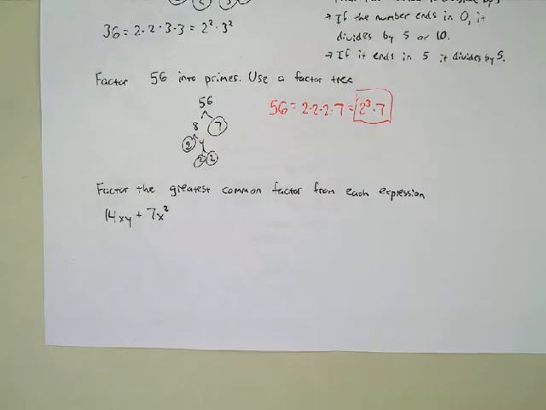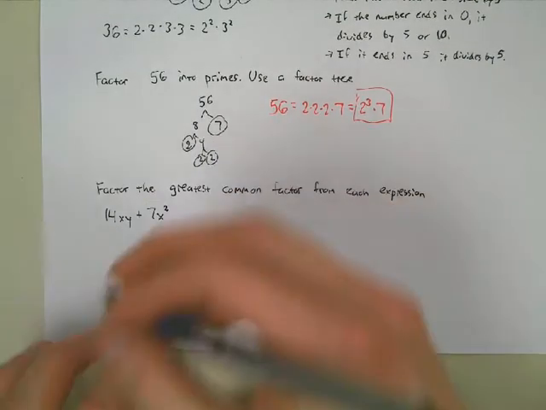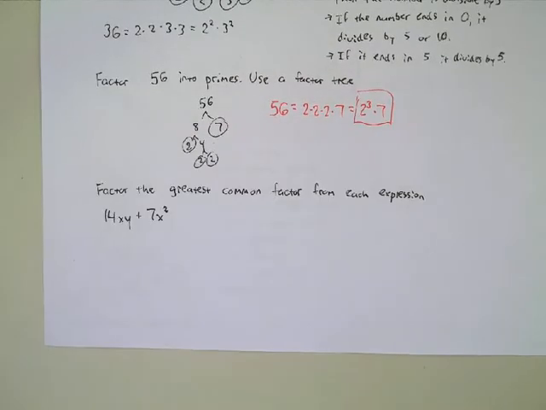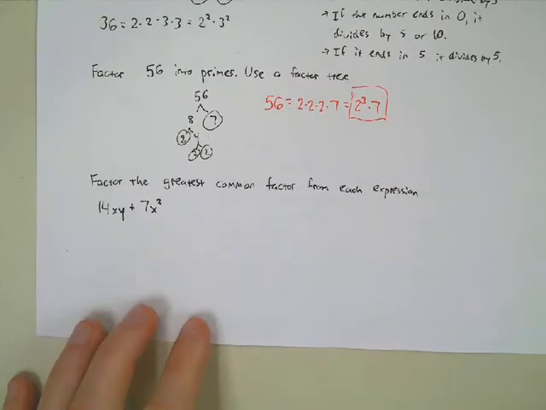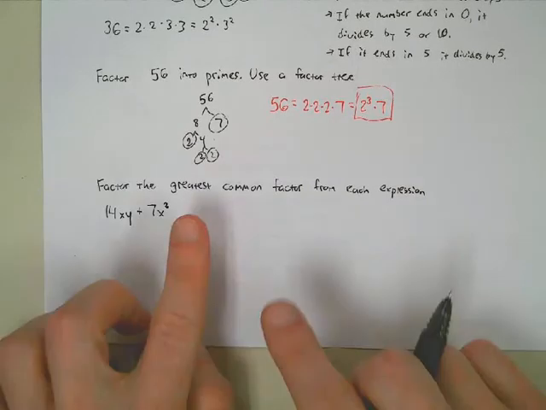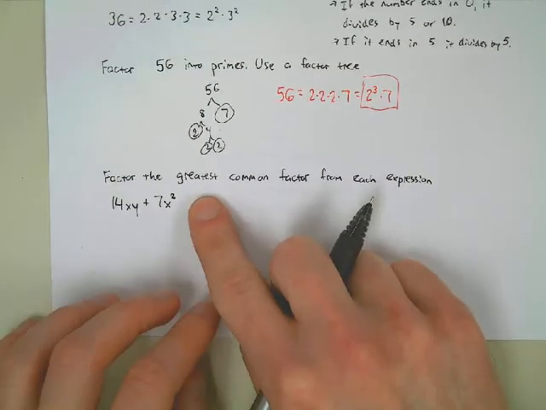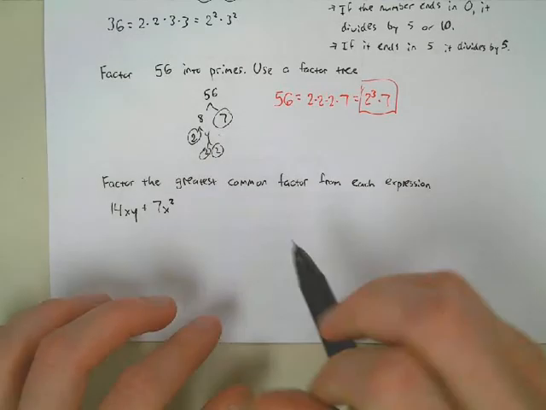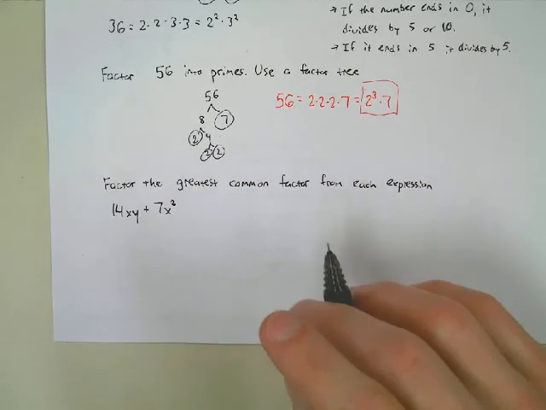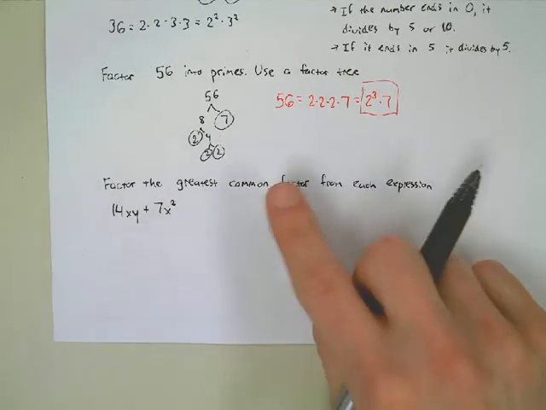Isn't the greatest common factor out of your expression like your highest number, and then also the highest variable power, or I guess the biggest variable that you can pull out in common? Okay, so greatest common factor. Greatest means the biggest thing, but common means it's the biggest thing that's also shared by the factors. So 14xy and 7x squared.